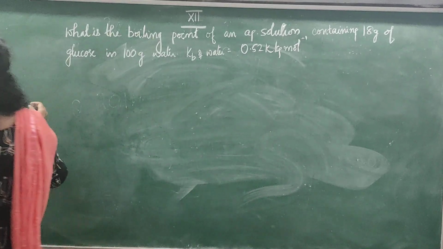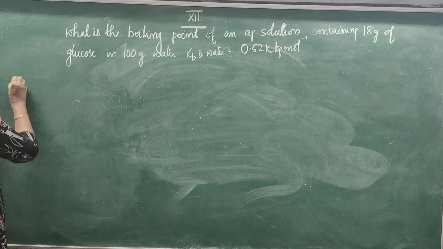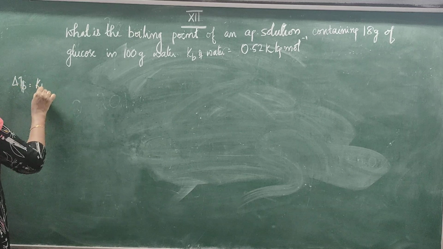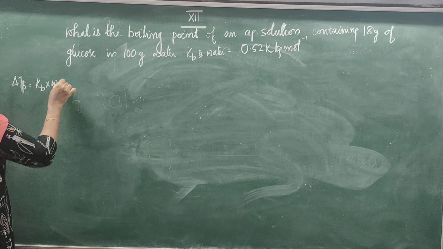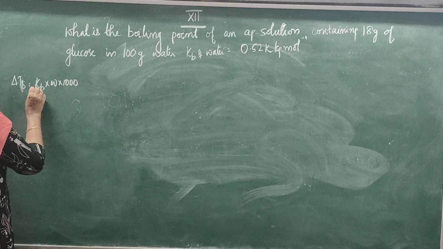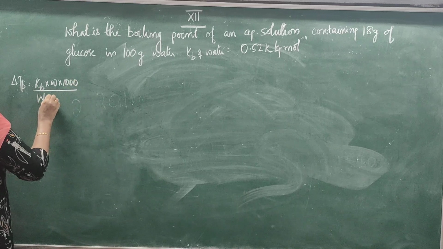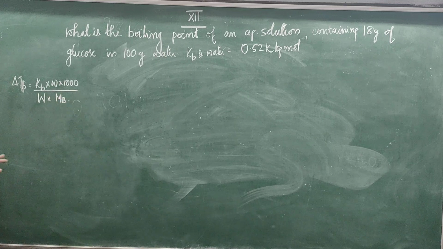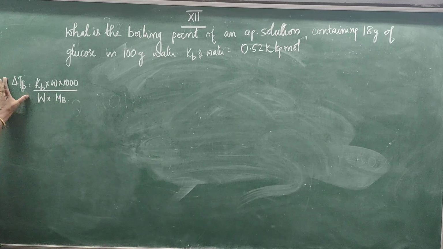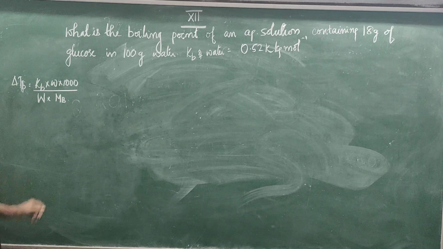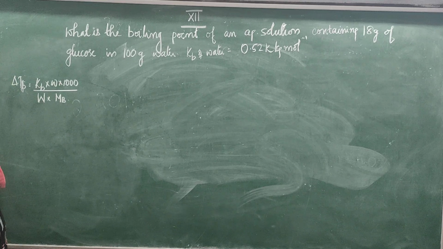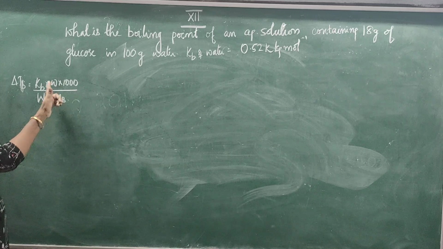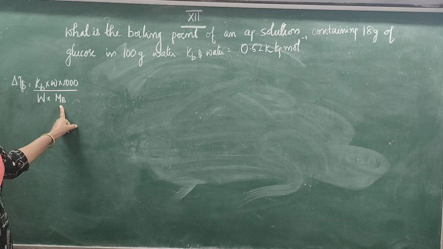And using elevation in boiling point, delta Tb is equal to Kb into small w into 1000 divided by capital W into Mv. This was our equation, isn't it? We have found out delta Tb is equal to Kb into small w into 1000 by capital W into Mv. You can use this equation for the calculation of the molecular mass of the unknown solute.